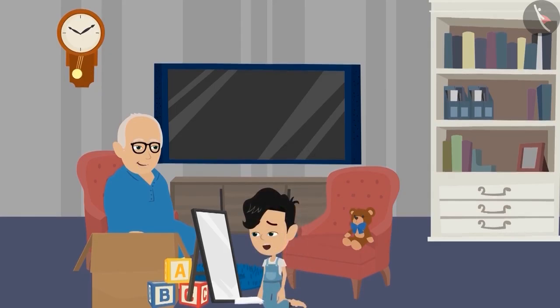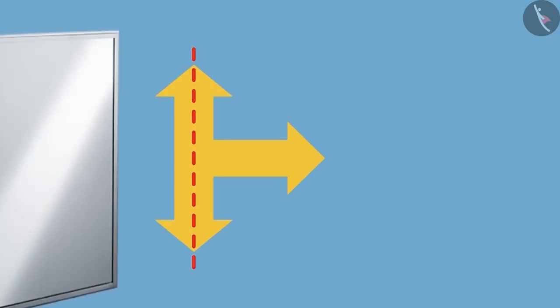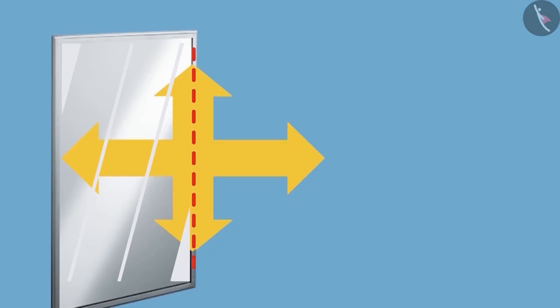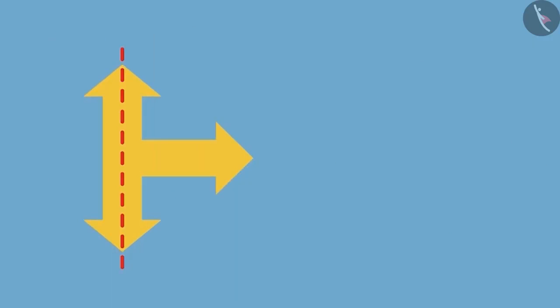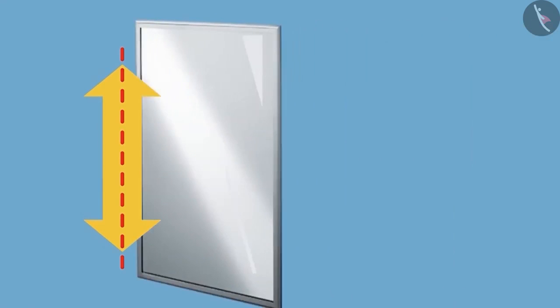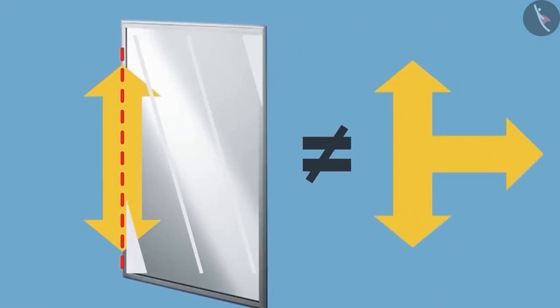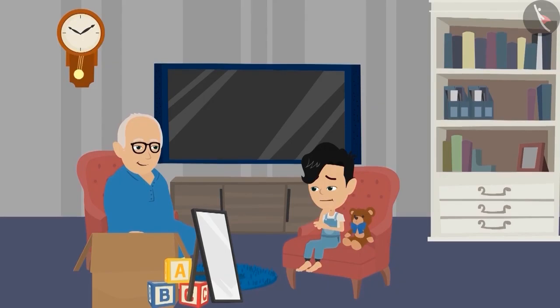Dadaji, it looks a little strange. When I face the mirror to the left, such a picture was made. And when I turned it to the right side, it became like this. Why did this happen, Dadaji?